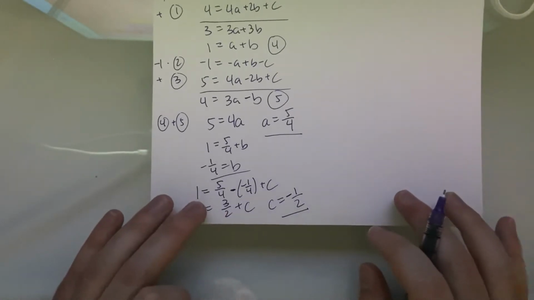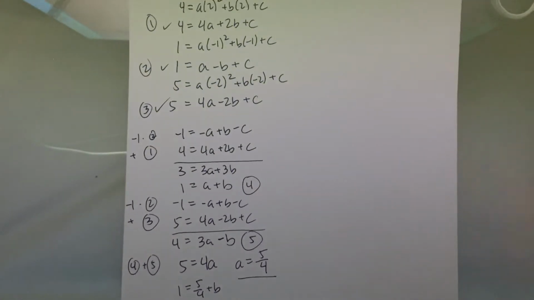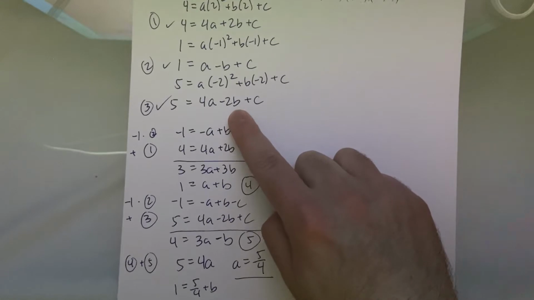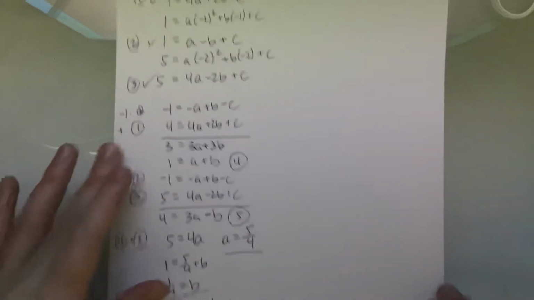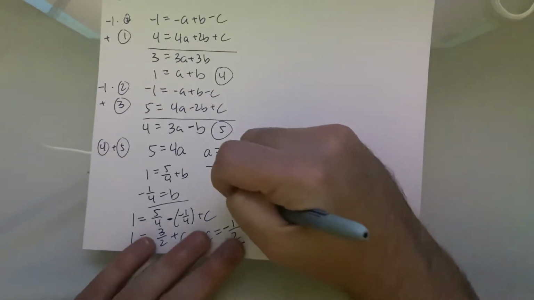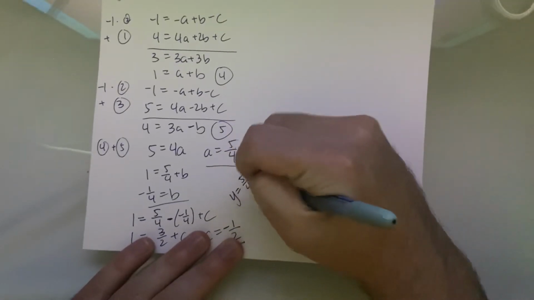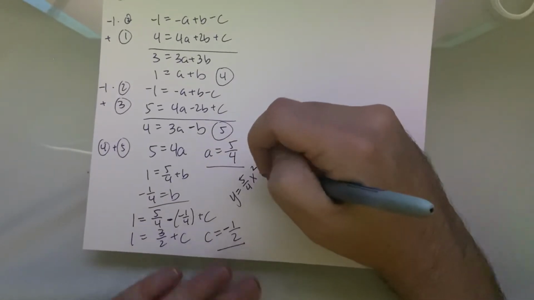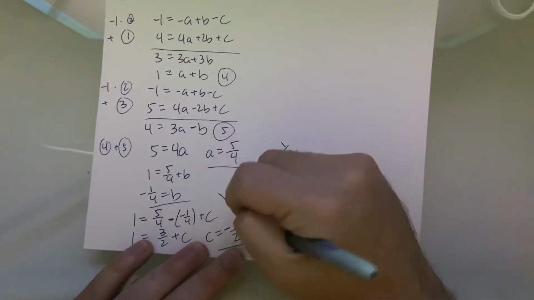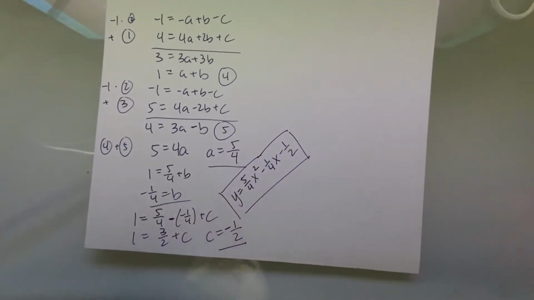And of course you can check to make sure that those work in other equations. 4 times 5/4 is 5. 5 minus 2 times -1/4, so 5 plus 1/2 minus 1/2 is 5. So you can check the other one as well. So what does that mean? This means that the parabola is the equation y equals 5/4 x squared minus 1/4 x minus 1/2. So this is the equation of the parabola that goes through those 3 points. It is the only one that goes through those 3 points.